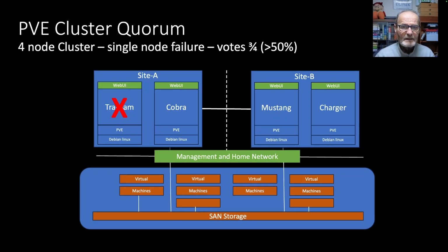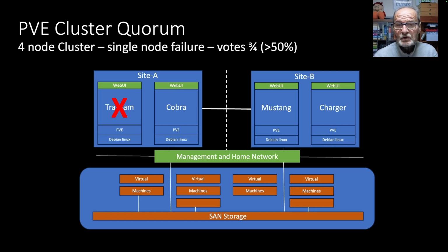Now I've changed the diagram slightly. I've put a dotted line down the middle, and I'm inferring that actually this is a 2-site cluster. So this organization has 2 nodes on one site and 2 nodes on another site. And I'm saying that they have communication between each other, because those 2 sites need to be able to communicate so that the quorum mechanism can be maintained.